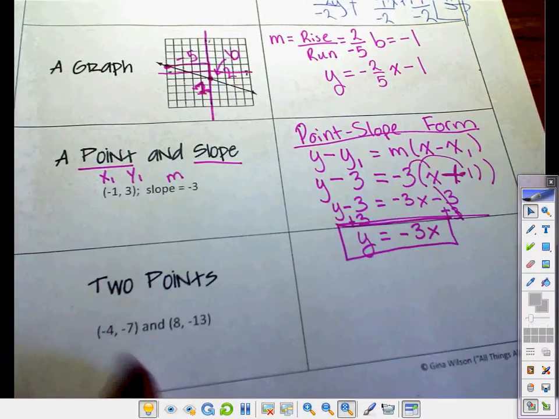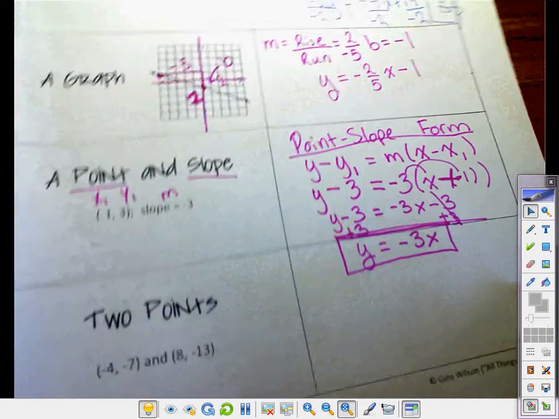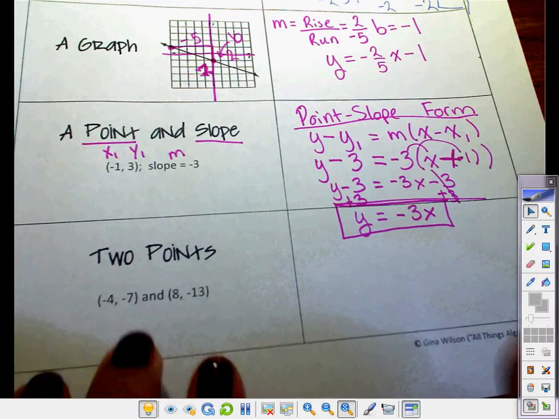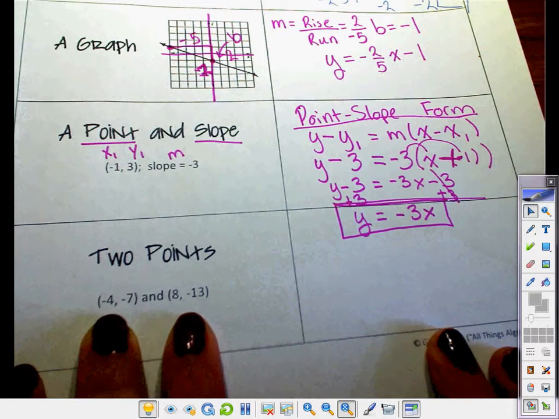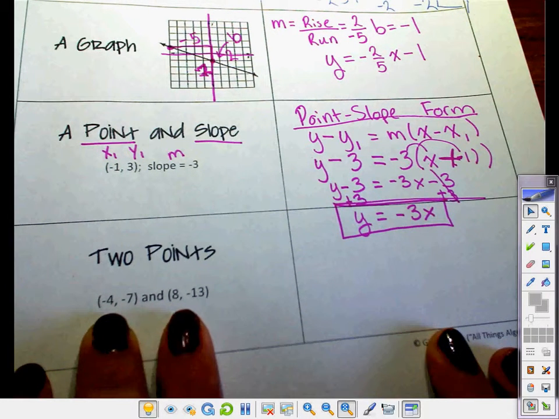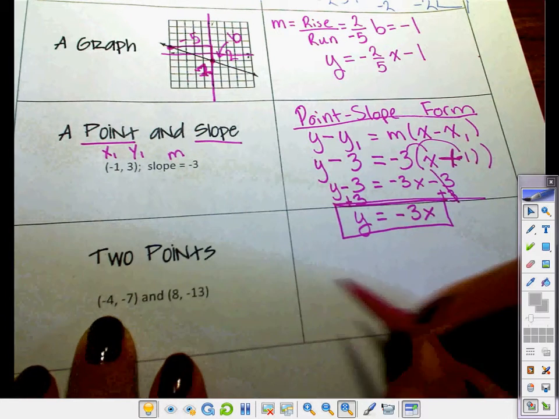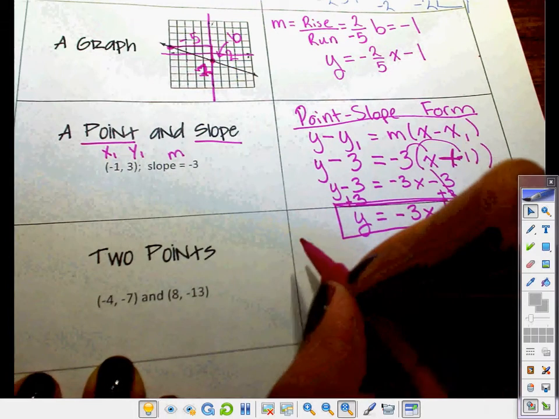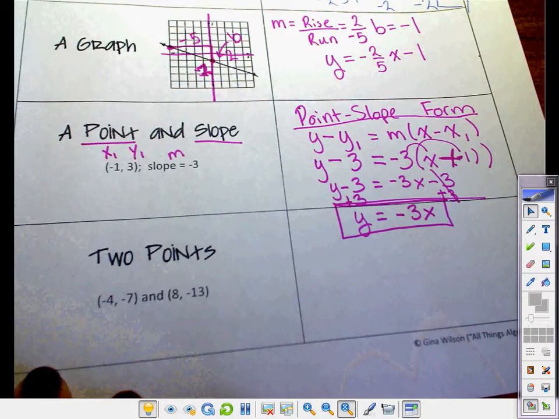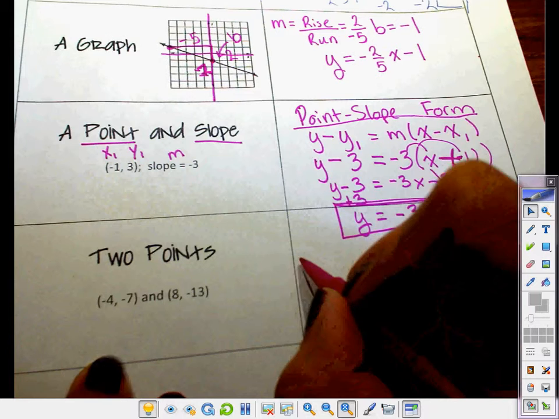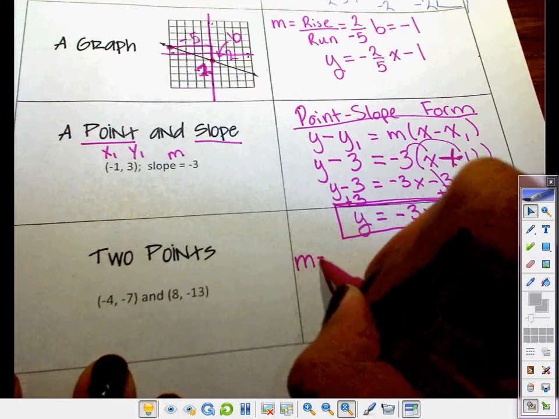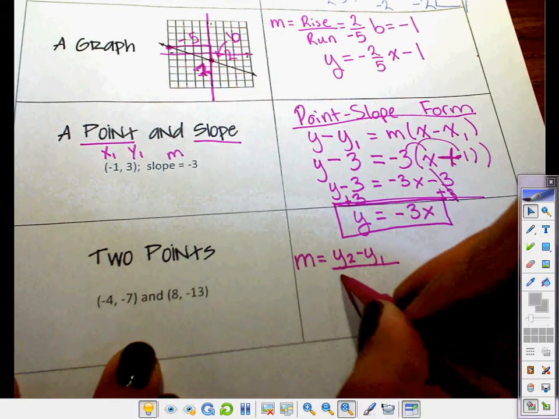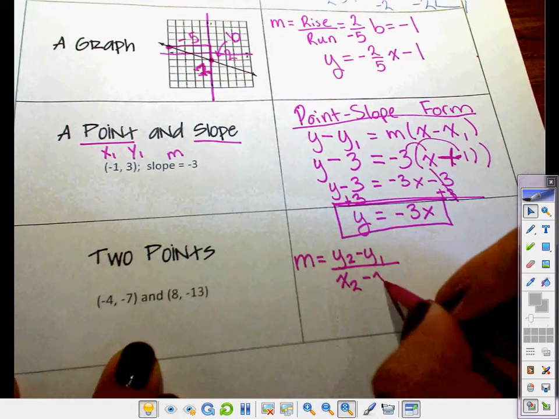So now let's look at the last scenario. I have 2 points, so you're going to subtract them. It's like rise over run, right? But I've got to do it with a formula. So this time, Jerry, I think you've got the formula: y2 minus y1. Good job, Jerry. m equals y2 minus y1 over x2 minus x1.